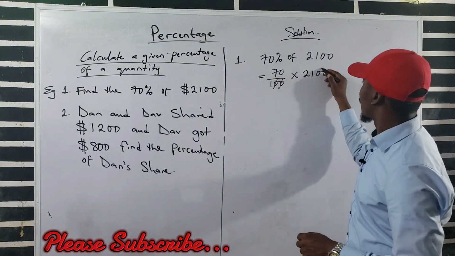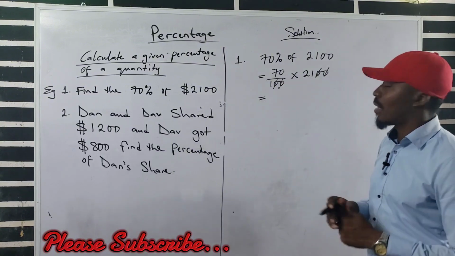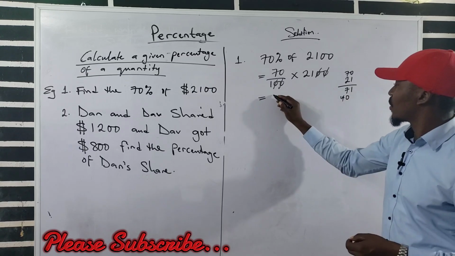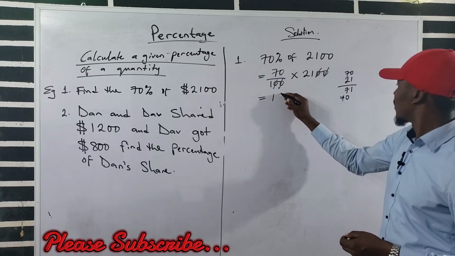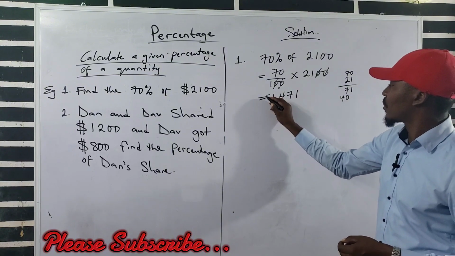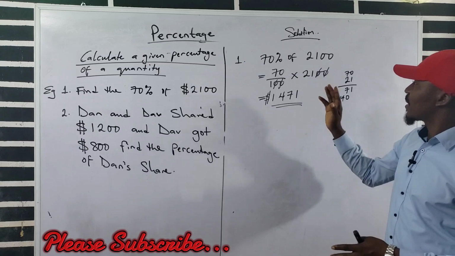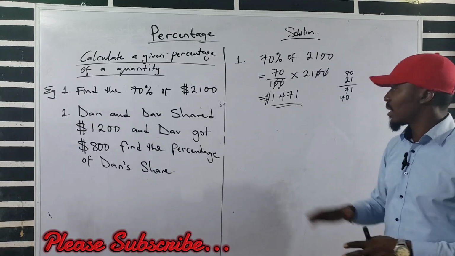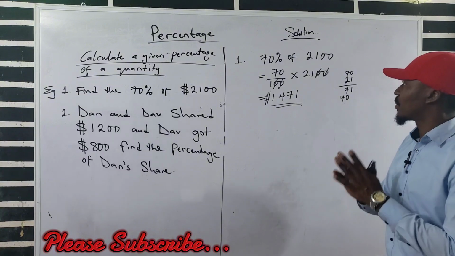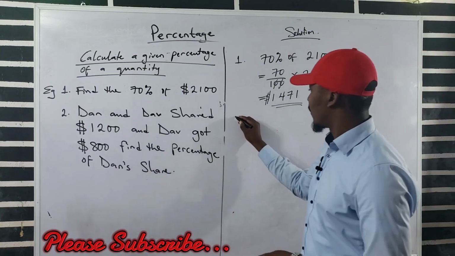This and this will go with this. Okay, so we now have 21 times 70, 14 here. So that will give us $1,471. Okay, so that is our answer. So 70% of $2,100 will give us $1,471. Okay. So let us move to the second part of the question.